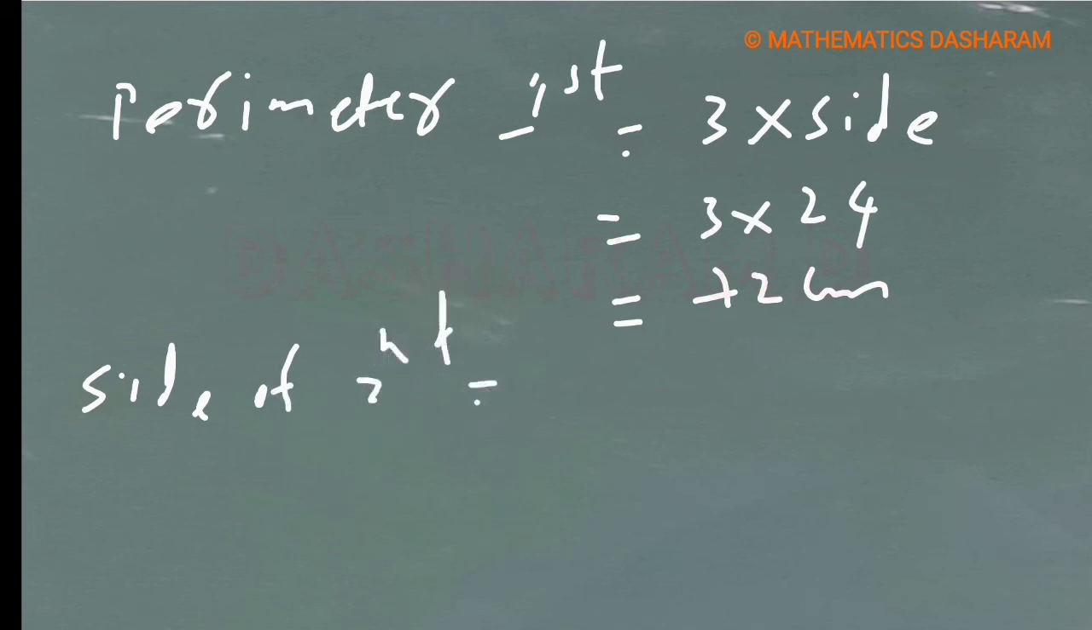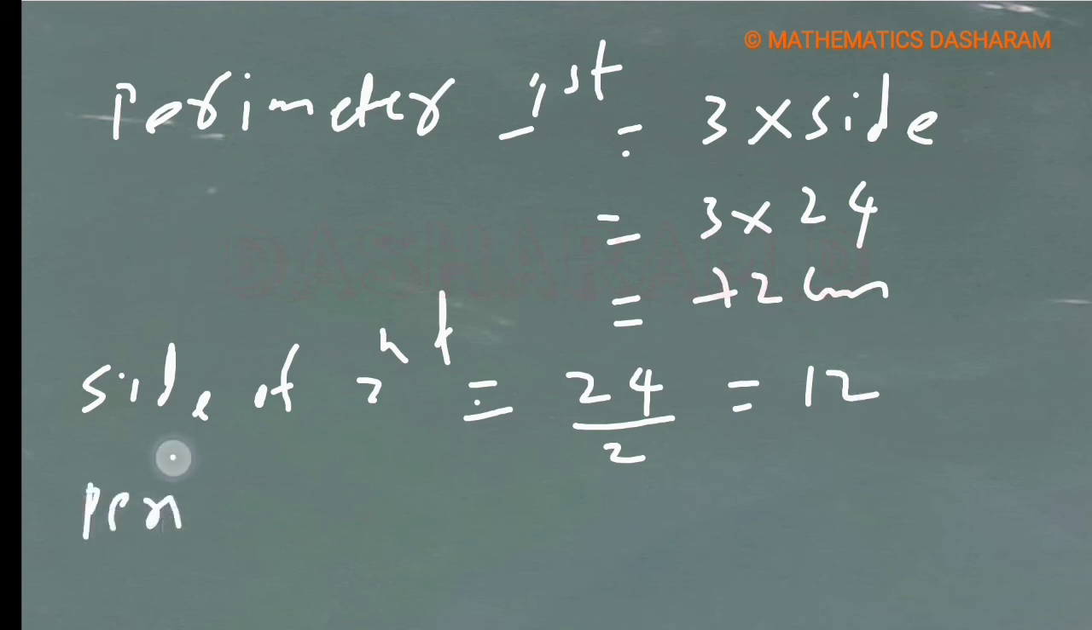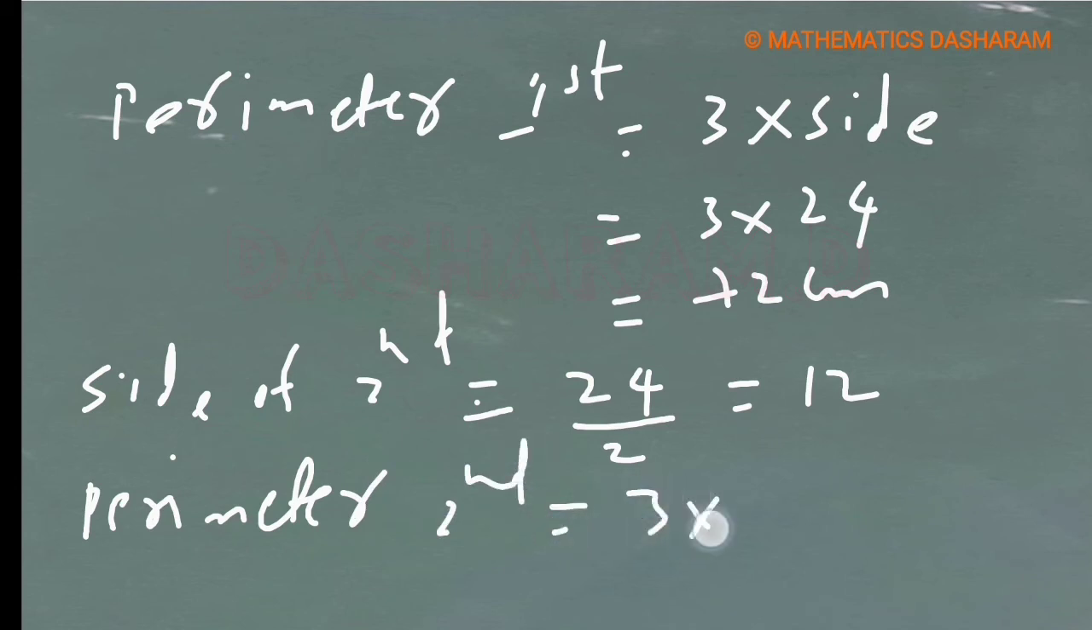Next, the side of the second triangle. Okay, so we have one property: when you join the midpoints of an equilateral triangle, the resulting triangle is an equilateral triangle. So the original triangle side is 24. Then the side of the second triangle is 24 by 2, which equals 12. So then the perimeter of the second equilateral triangle is 3 into side. So 3 into 12 equals 36 centimeters. Next, the side of the third equilateral triangle. So what is that?